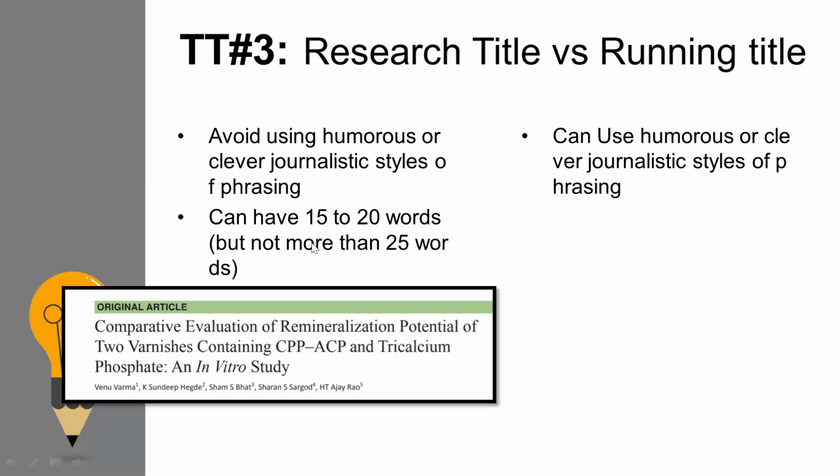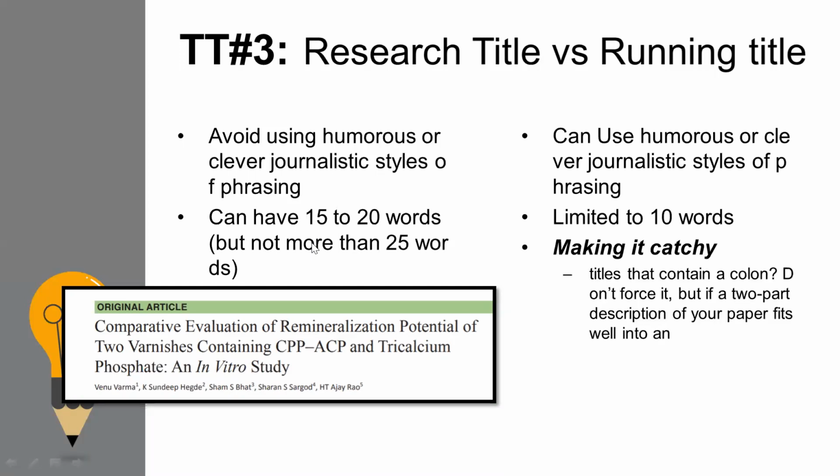Now let's see what is a running title. You can use humorous or clever journalistic styles of phrasing for a running title. It is usually limited to 10 words and you can make it catchy, whereas a research title should not be made catchy. How to make it catchy? For titles that contain a colon, don't force it. But if a two-part description of your paper fits well into an idea colon description, this is the template which you can follow. So this template will help you to formulate a catchy or a running title.